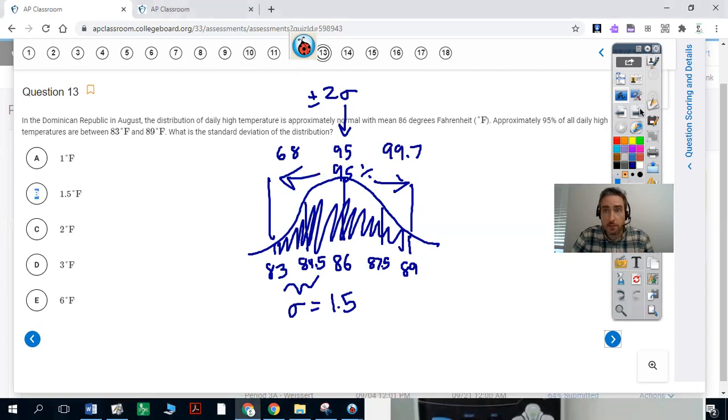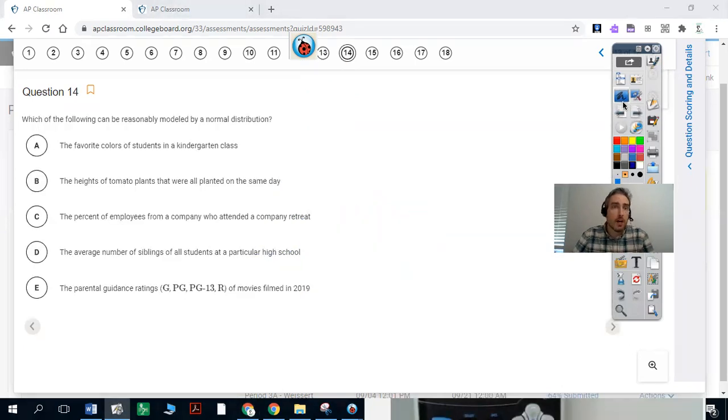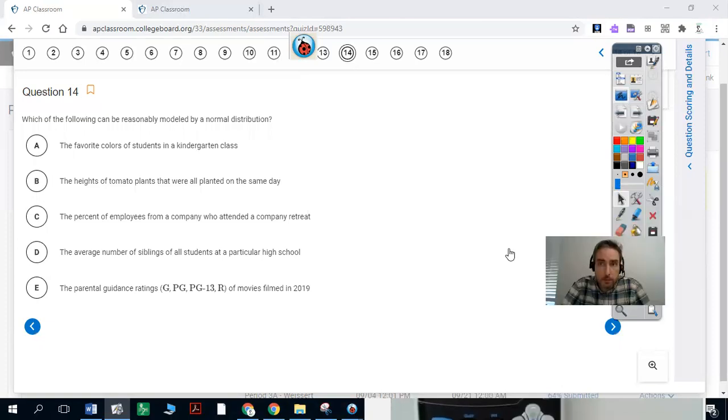All right, next question. Which of the following can reasonably be modeled by a normal distribution? Favorite colors of students in a kindergarten class. Those are not quantities, so that's not going to work. Heights of tomato plants that were planted on the same day. Possibly. Let's look at the other ones. Percent of employees from a company who attended a company retreat. That's just a straight number. So that's just a value. That's not a whole distribution.